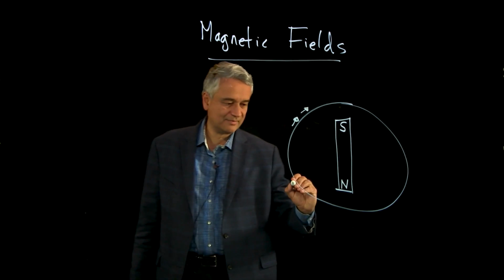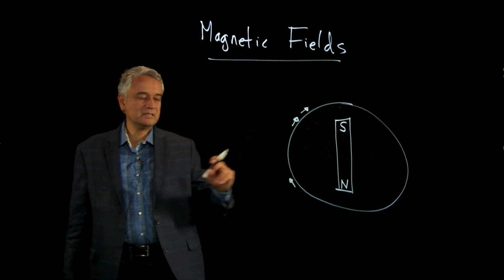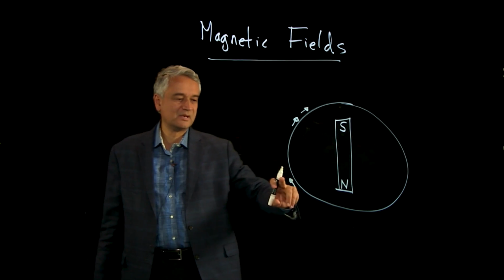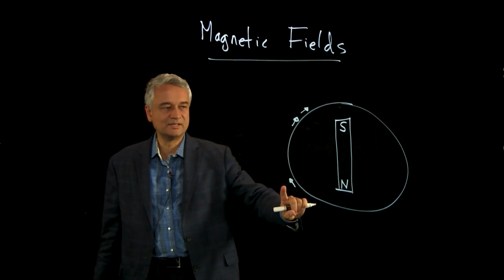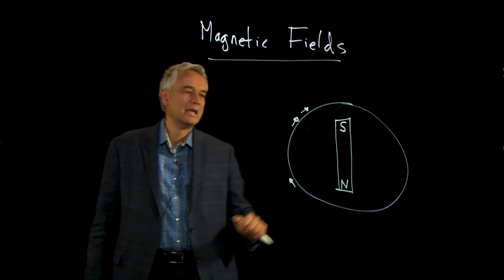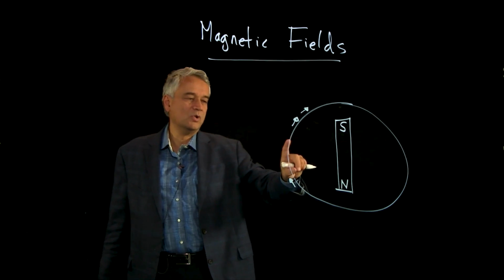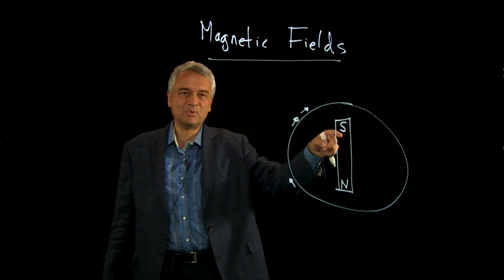If I'm here on the Earth and I have a little compass needle, we define the direction of magnetic fields by saying that the north pole of the compass needle points in the direction of the magnetic field lines. And the north pole of the compass needle is going to be attracted towards the south pole of the Earth.